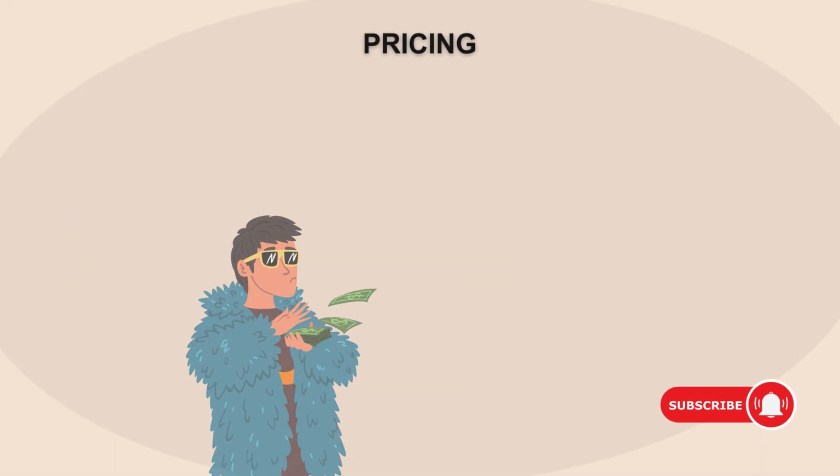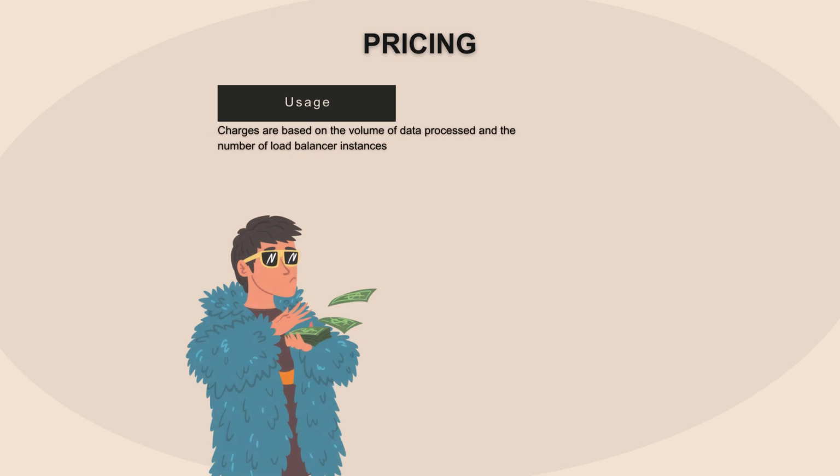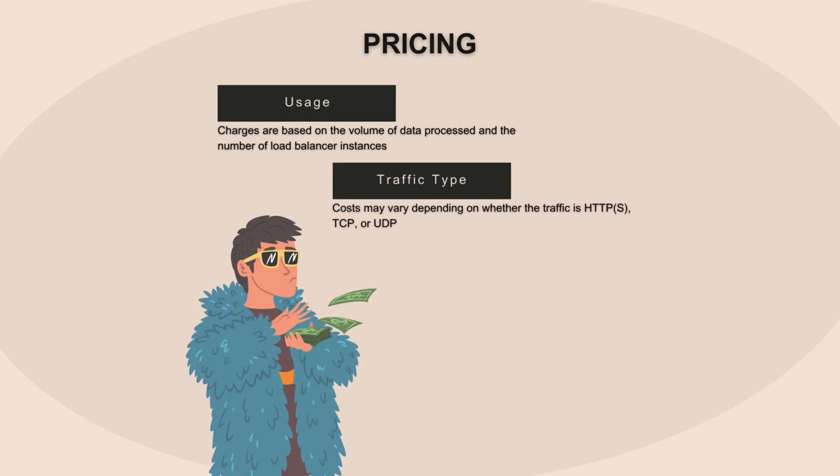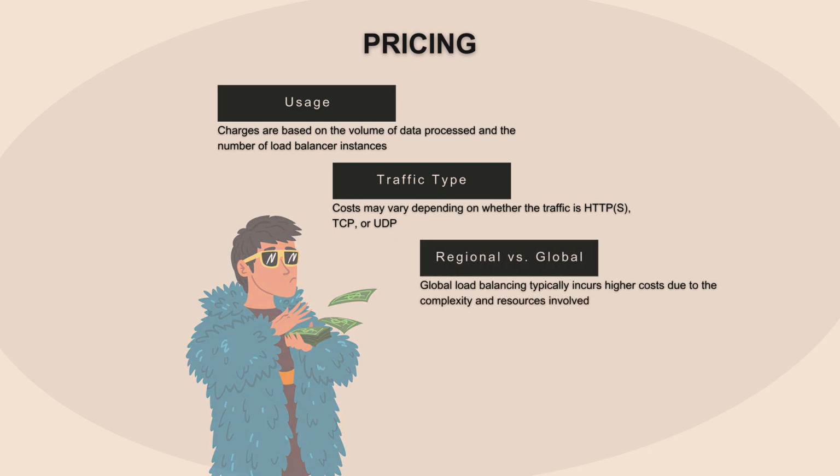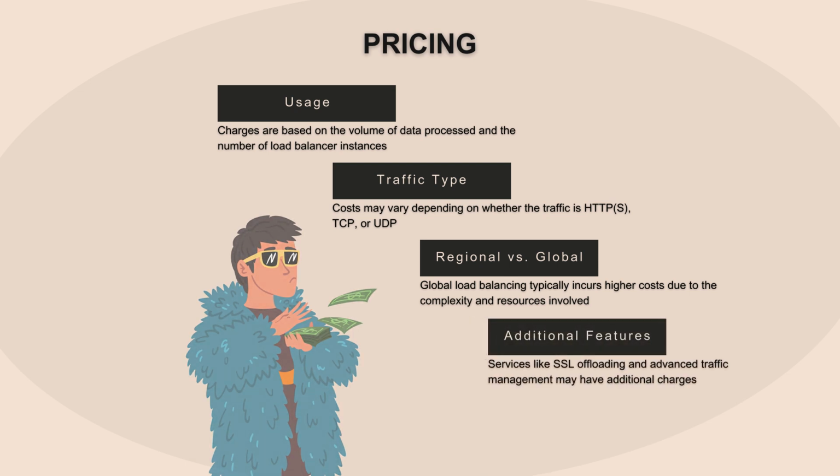GCP load balancer pricing is based on several factors. Usage: charges are based on the volume of data processed and the number of load balancer instances. Traffic type: costs may vary depending on whether the traffic is HTTPS, TCP, or UDP. Regional versus global: global load balancing typically incurs higher costs due to the complexity and resources involved. Additional features: services like SSL offloading and advanced traffic management may have additional charges. It is essential to review the latest pricing information on the GCP pricing page to get accurate and up-to-date details.